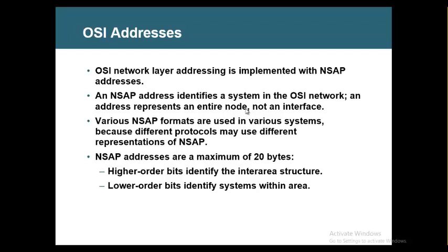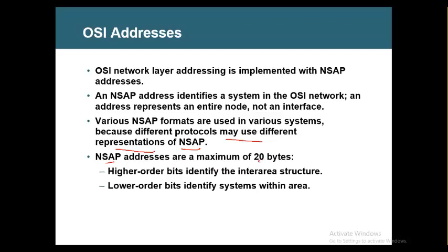Another one is FabricPath. So ISIS is also used at a layer 2 level. Those concepts like FabricPath, OTV, CLNS, may not use the same NSAP format. This is a format for the IP version of ISIS. Various NSAP formats are used in various systems because different protocols may use different representations of NSAP.